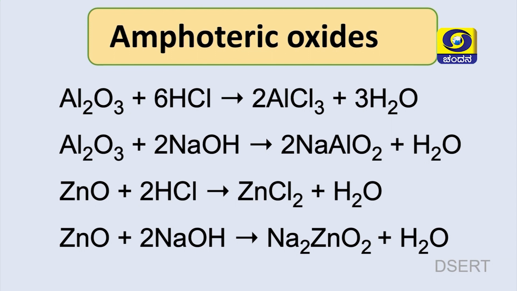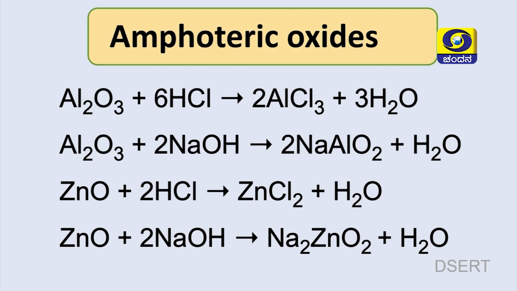Similarly, zinc oxide reacts with hydrochloric acid to form zinc chloride and water is produced. Zinc oxide also reacts with sodium hydroxide and it forms sodium zincate and water is released. Now, what is the importance of this? As you can see, hydrochloric acid is an acid and sodium hydroxide is a base. Both aluminium oxide and zinc oxide are reacting with both acid and base, and the product formed is a salt and water. So, these oxides have properties of both acids and bases.